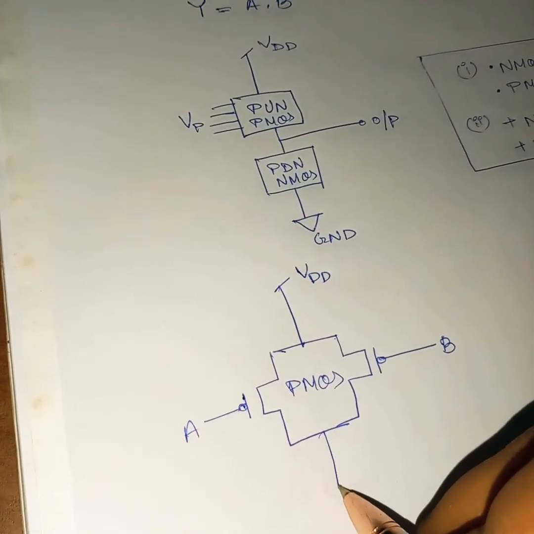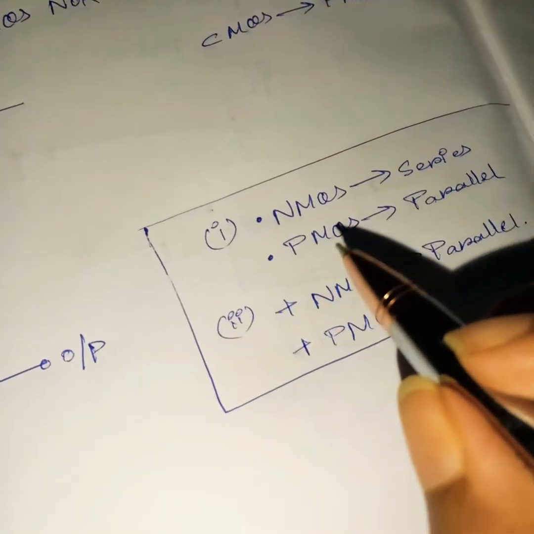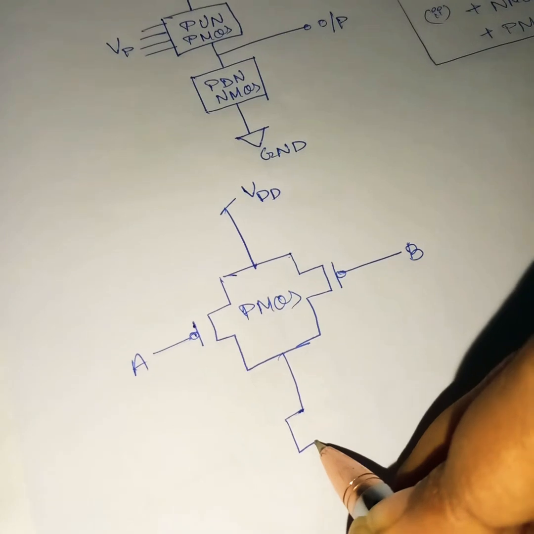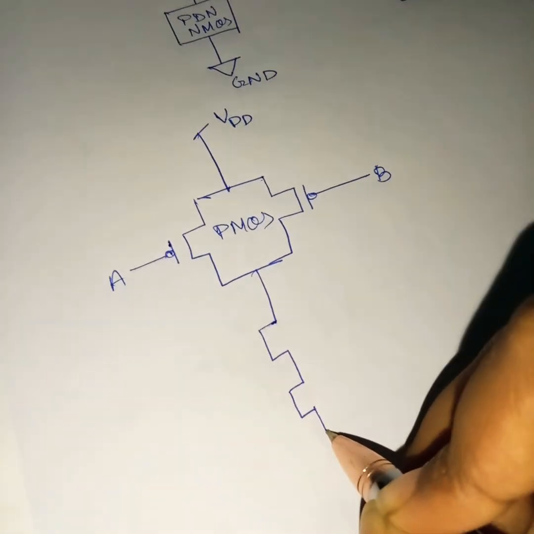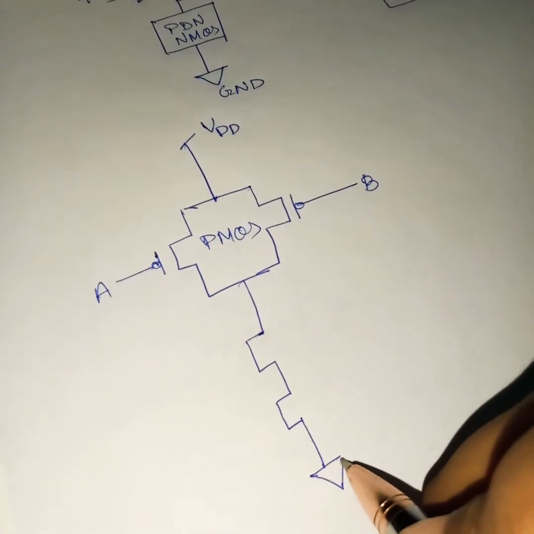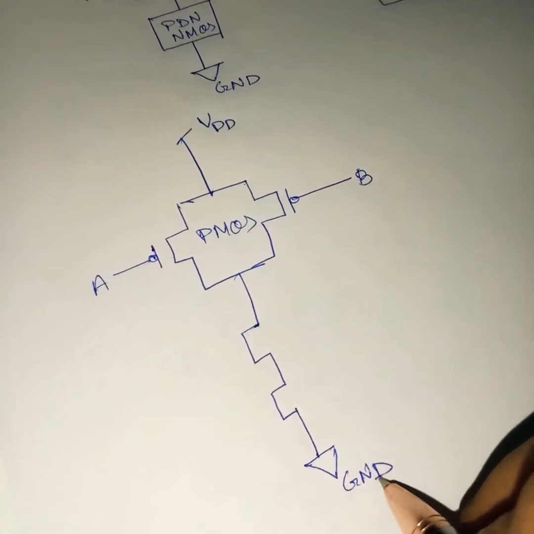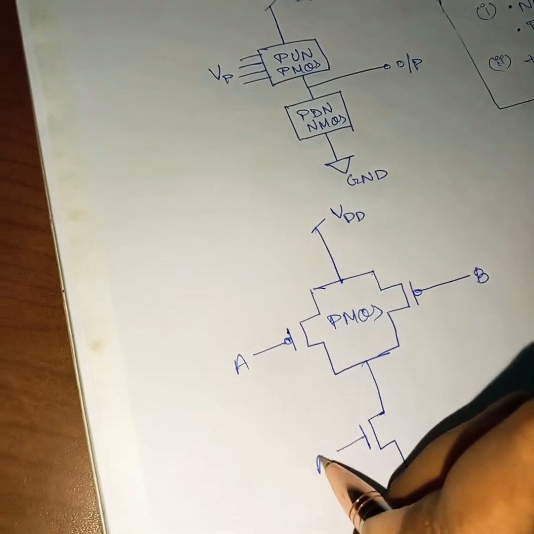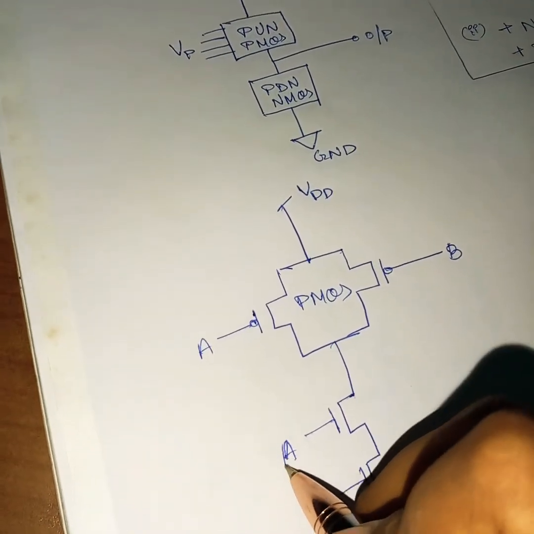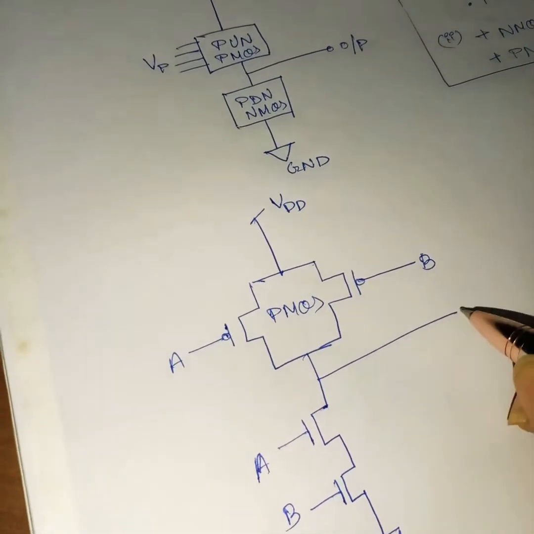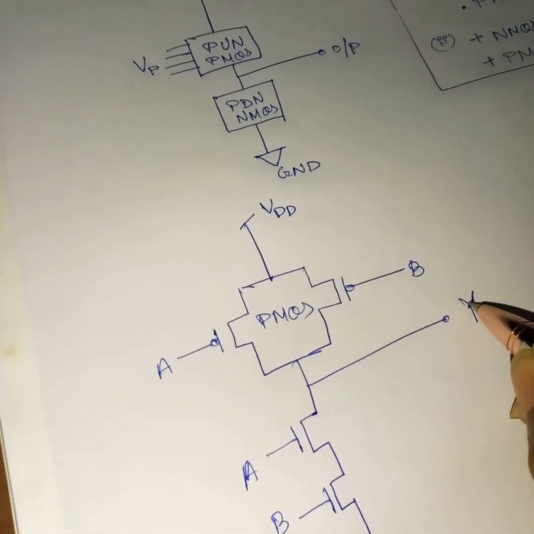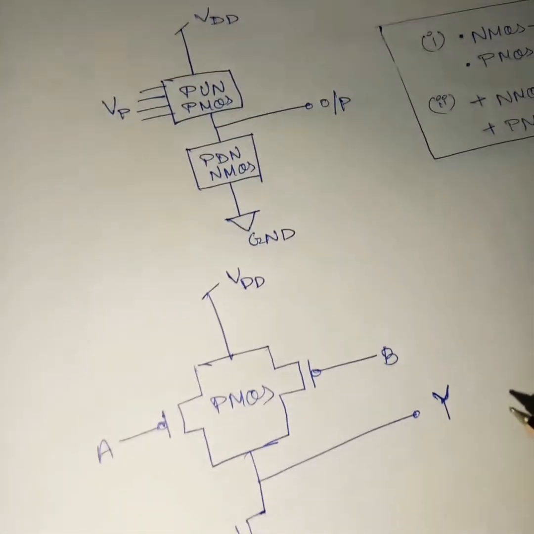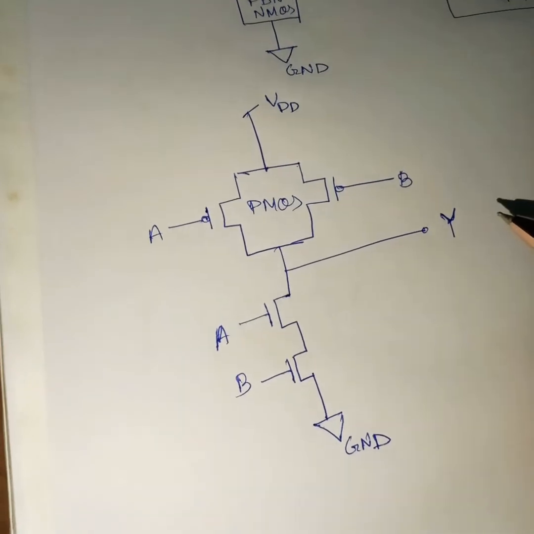Correct? And now for dot, NMOS should be connected in series. So how it will be? It will be like this. And NMOS should always be connected to ground. So for NMOS there will be no bubbles. A, B are the two inputs, and output should come out from here. So our output is Y, because our equation is Y equals to A dot B whole bar. Right. So this is CMOS NAND gate.